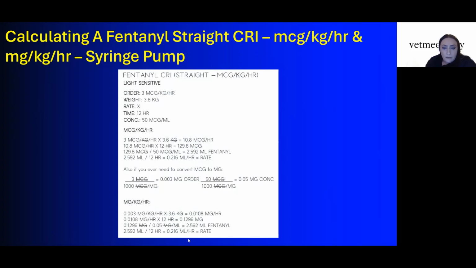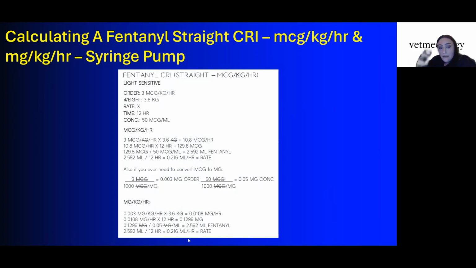I typically would not run any CRI under 1 mil an hour. So if I got a straight fentanyl CRI that said 0.216 mils an hour, I would go ahead and do the diluted CRI math at that point.